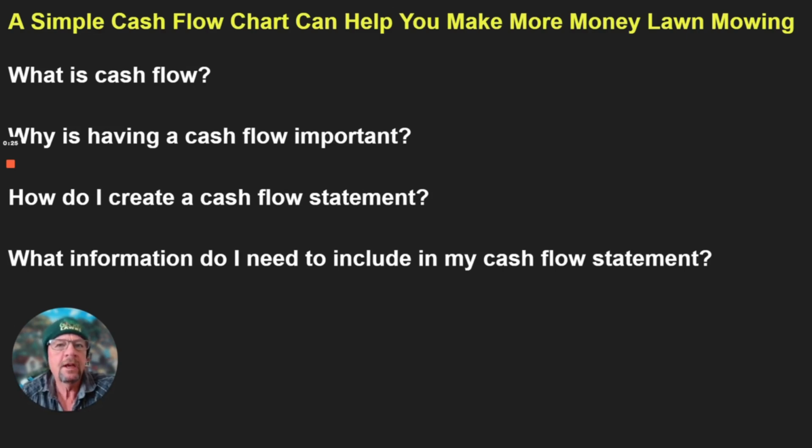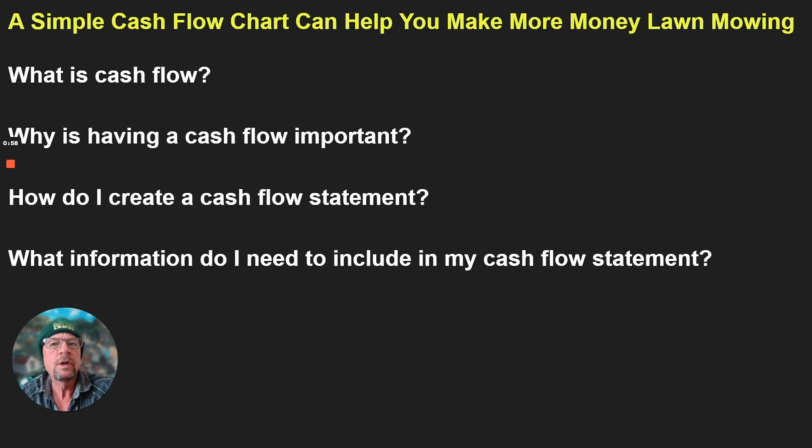So what is a cash flow? It gives you a roadmap of what's coming in and what's going out of your business. And why is a cash flow important? Because it lets you know when you're going to have excess money in it, and better still, it lets you know when you're going to be short of money, so you can budget for shortfalls and you know in advance when that's going to happen.